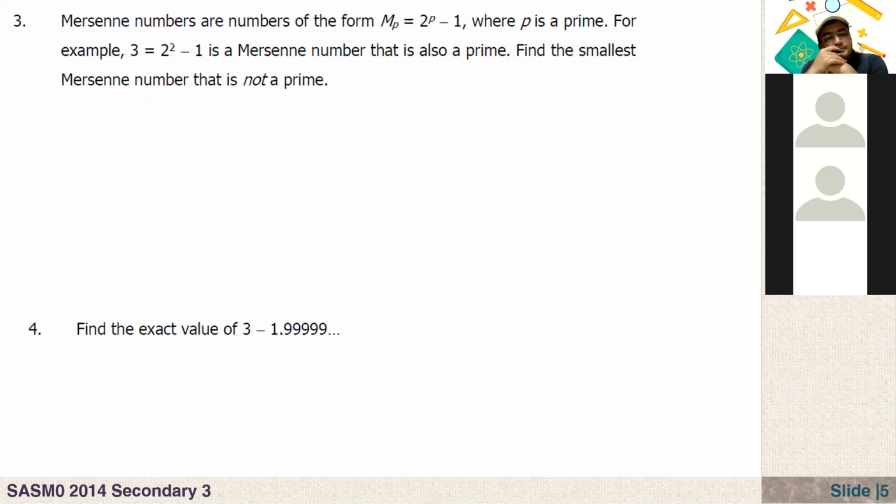Mersenne numbers are numbers of the form... Ibrahim, so my Wi-Fi is bad.